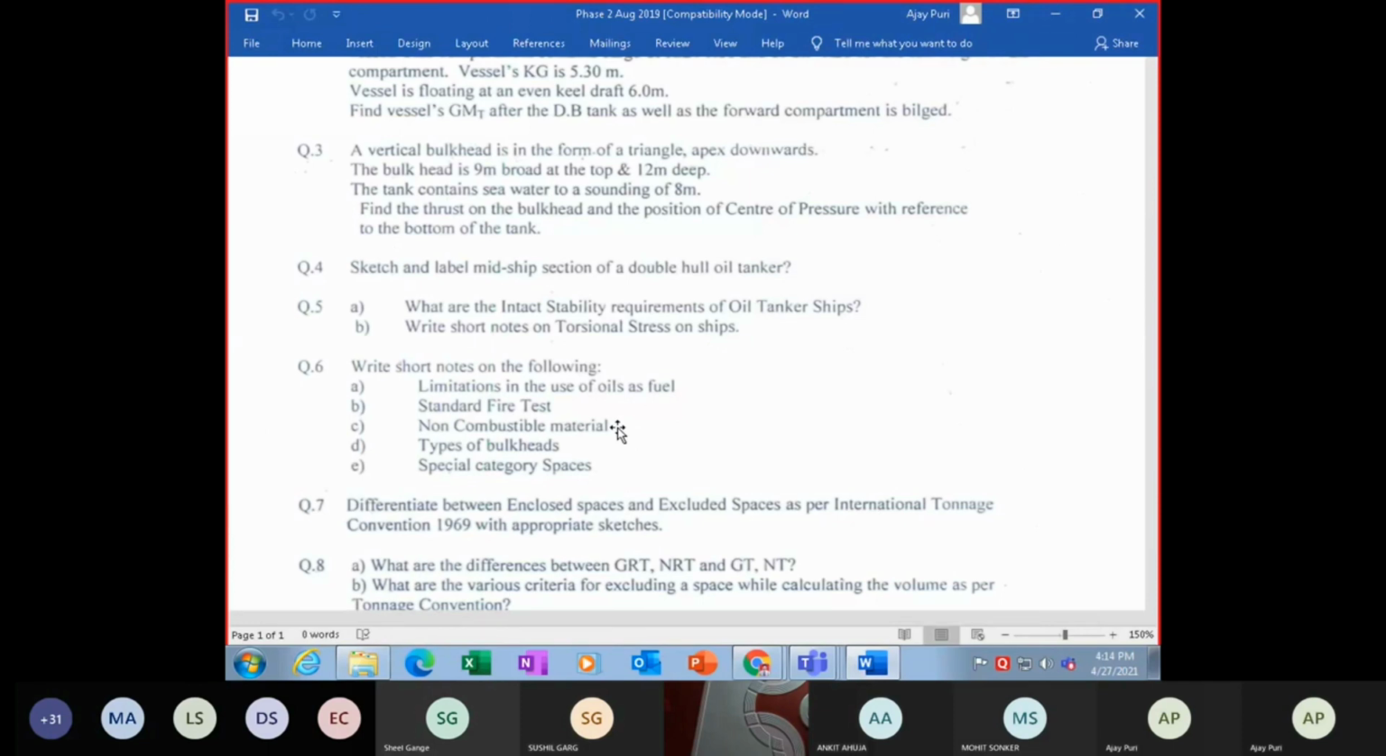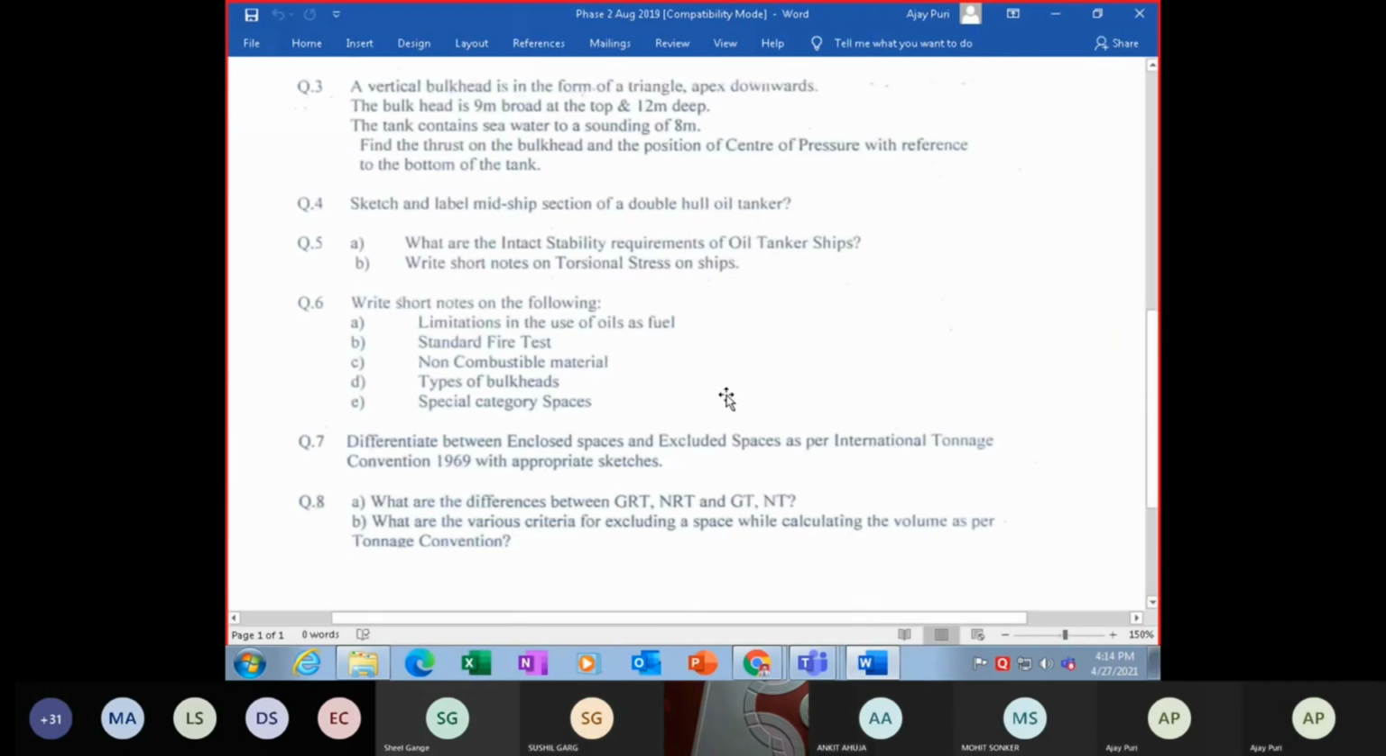Types of bulkheads. So your types of bulkheads as construction will be plain bulkheads and corrugated bulkheads. Basis water tightness, you will have watertight bulkheads, oil-tight bulkheads, and non-watertight bulkheads. And basic fire bulkheads, you will have A, B, and C. Now, special category spaces are those spaces or service spaces as in your Ro-Ro vessels. So you have to write about that.